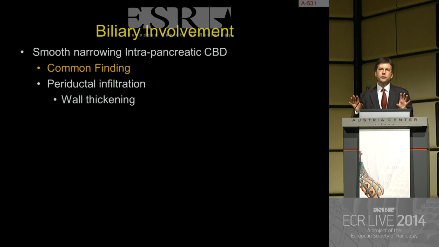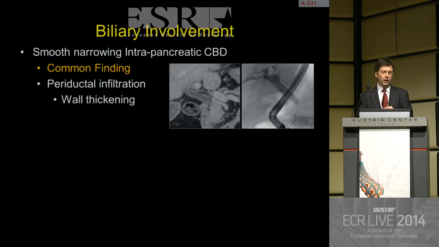Now, I've mentioned in the very first case I showed you that the patient had a stricture within the lower CBD, and up to 90% of cases will have ductal involvement, both involving the pancreatic duct and the intrahepatic CBD. Very common finding, and we get periductal infiltration, as I mentioned, with wall thickening and enhancement changes.